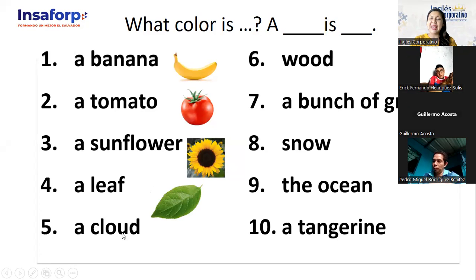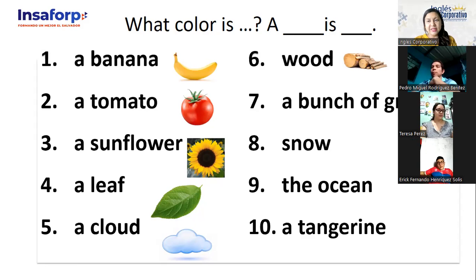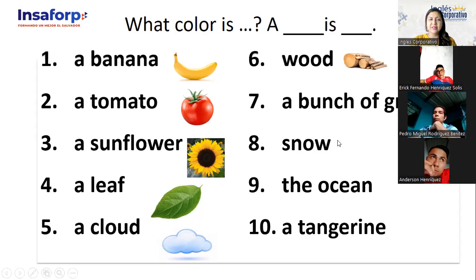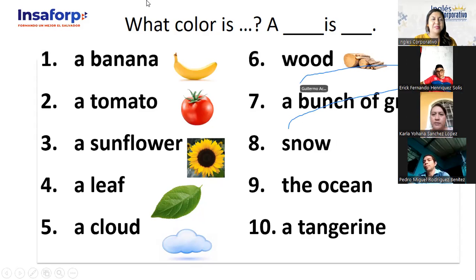Yes. What color is a cloud? A cloud in the sky. A cloud is white. Exactly. What color is a piece of wood? Wood, madera. Brown. Wood is brown. Exactly. The wood is brown. What color is a bunch of grapes? A bunch of grapes. Delicious bunch of grapes. What color is a bunch of grapes? Purple. They are purple, exactly. A bunch of grapes is purple.